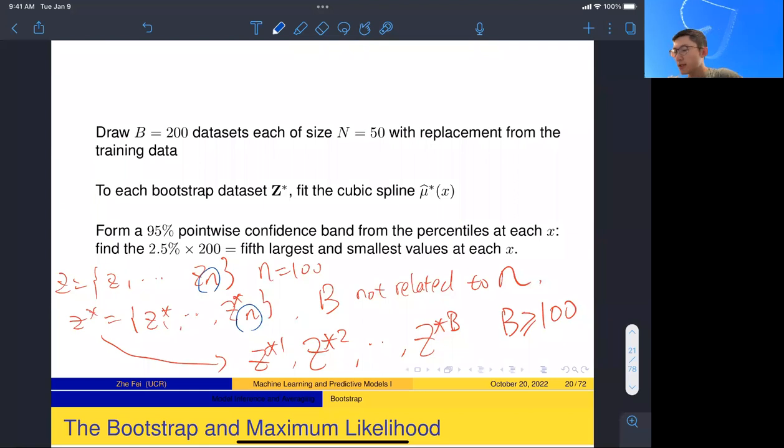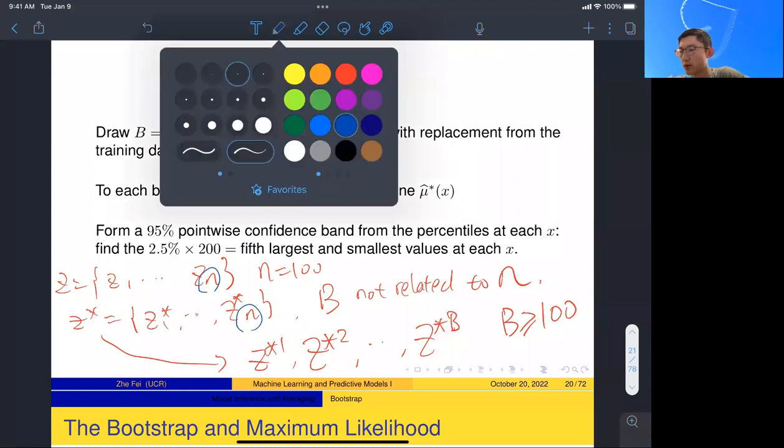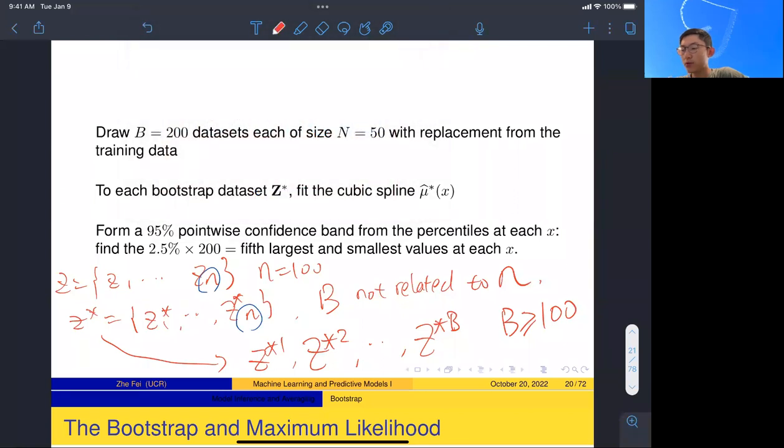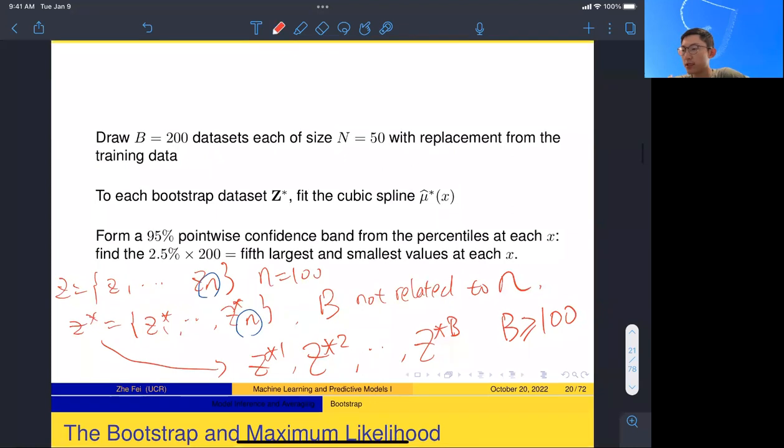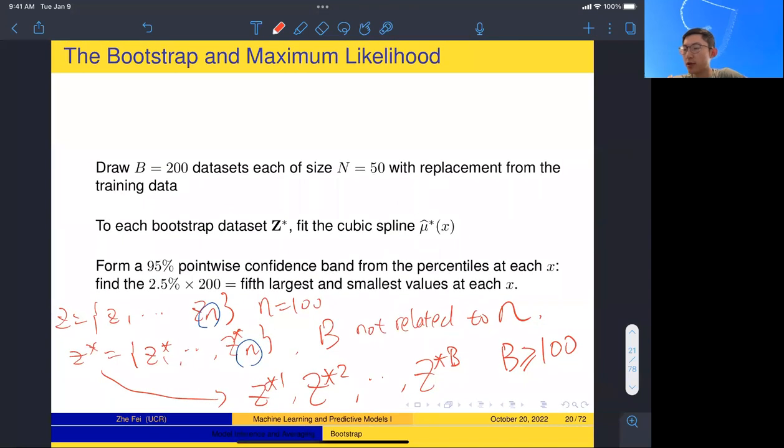Actually, I think the confusion here is that bootstrap is sampling with replacement. What you are saying is essentially subsampling. Subsampling refers to sampling without replacement. And that's a distinction we want to clarify: sampling with replacement or without replacement.